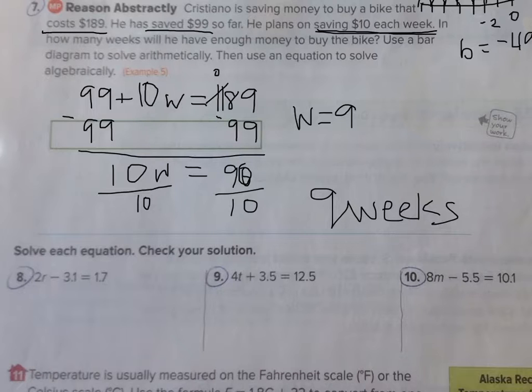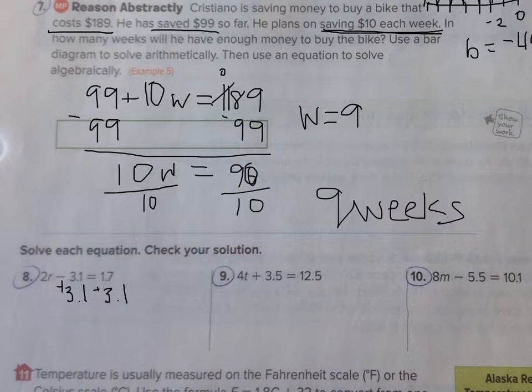Now moving on to the next section of problems. So we're going to solve the equation, but this time it looks like we are going to be dealing with decimal numbers. And so for this, we're going to do the exact same thing where we do the arithmetic first. So we add the 3.1 to both sides. Now we need to make sure that with these decimals we line up the place values so that we're adding them correctly.